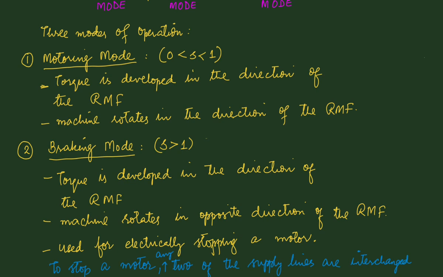So we see that the motoring mode corresponds to a value of slip between 0 and 1, and we see that the machine rotates in the direction of the rotating magnetic field, and the torque is developed in the direction of the rotating magnetic field, and it is this electromagnetic torque developed which causes the motor to rotate in the direction of the rotating magnetic field, and hence it's a normal motoring mode.